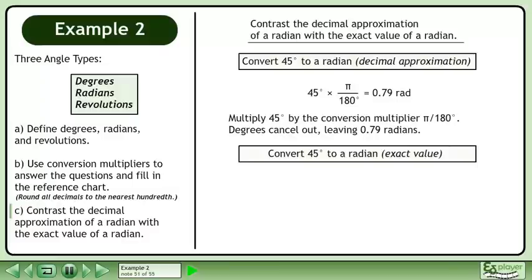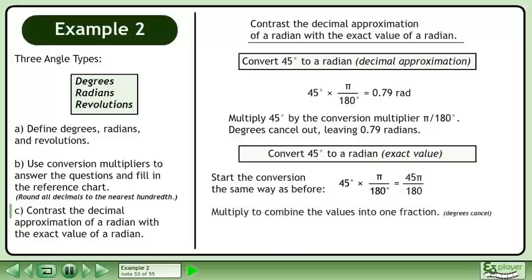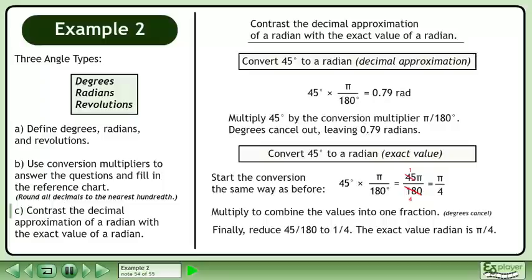Now we'll convert 45 degrees to radians a second time. In this conversion, the answer should be expressed as an exact value radian. Start the conversion the same way as before, using the conversion multiplier pi over 180 degrees. Multiply to combine the values into one fraction. Note that degrees cancel. Reduce the fraction 45 over 180 to 1 over 4. The exact value radian is pi over 4.